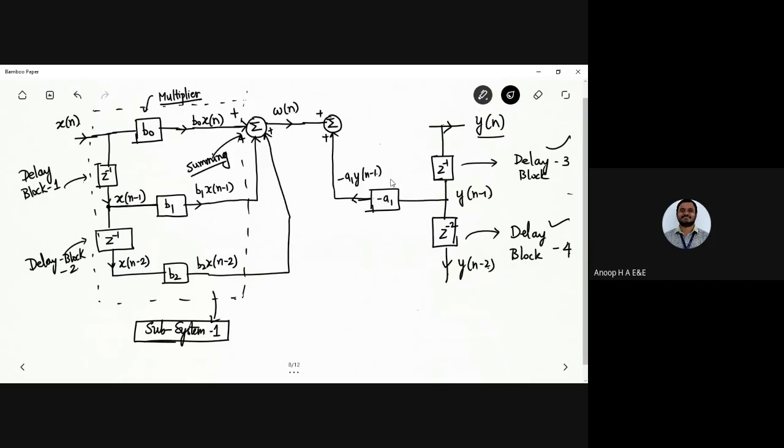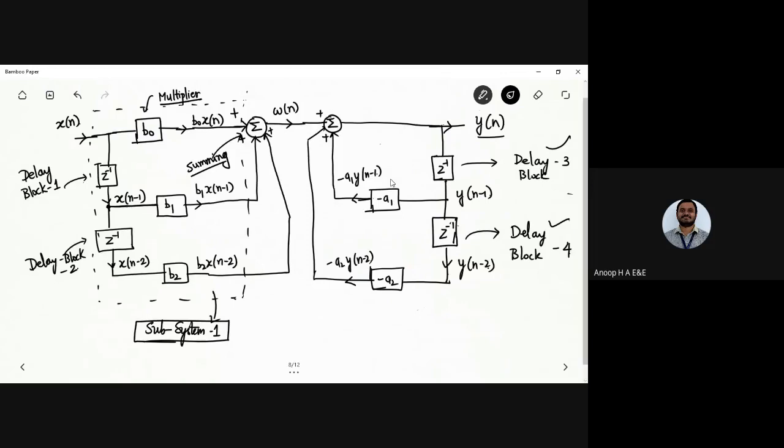Again, it is added. So next from z, I think I should have written it as minus 1 again. So overall it comes to delaying it by one more block. So this one is minus a2. Now I can represent it like this, and minus a2 y of n minus 2 is present here. So this is the output, which is y of n.